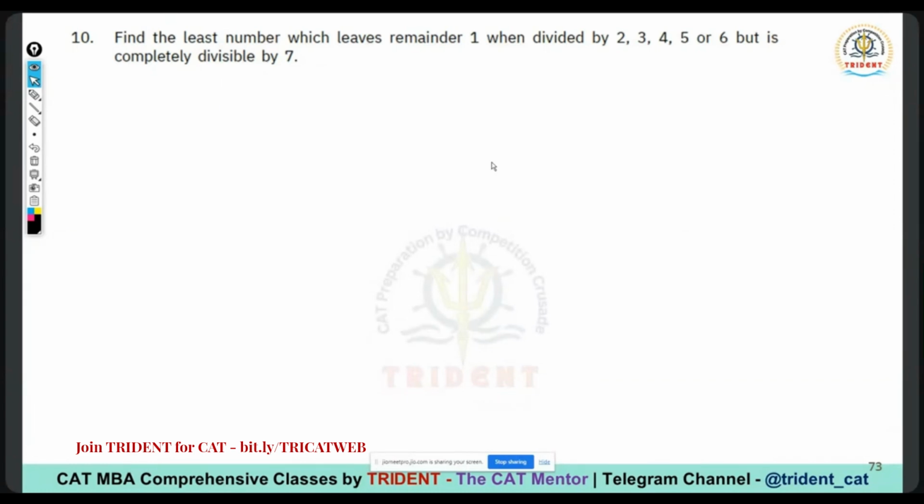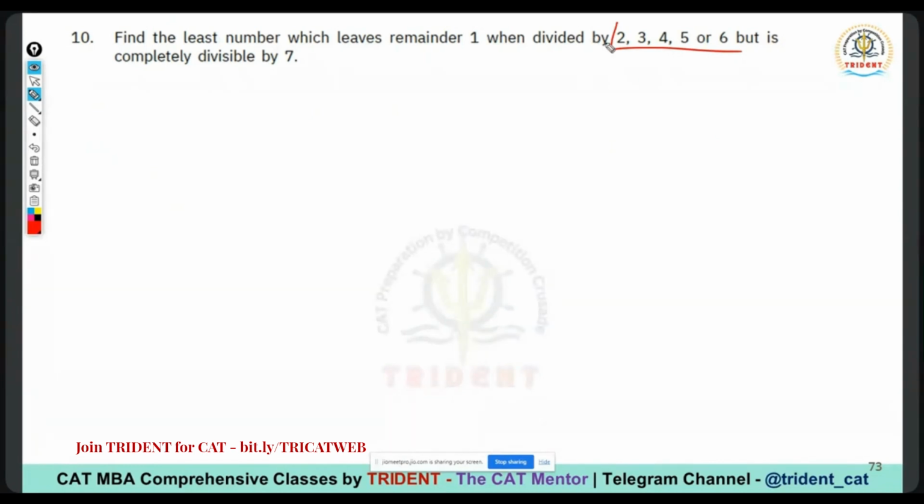But before the 7 thing comes into the picture, which says the number is completely divisible by 7, first we need to make sense of the fact that when that number is divided by 2 or 3 or 4 or 5 or 6, the remainder is always 1. Varun, you know the answer to this. We have done enough questions by now. No, I'm not asking you to predict the answer. I'm asking you to give me the steps. So first of all, give me the LCM of this.